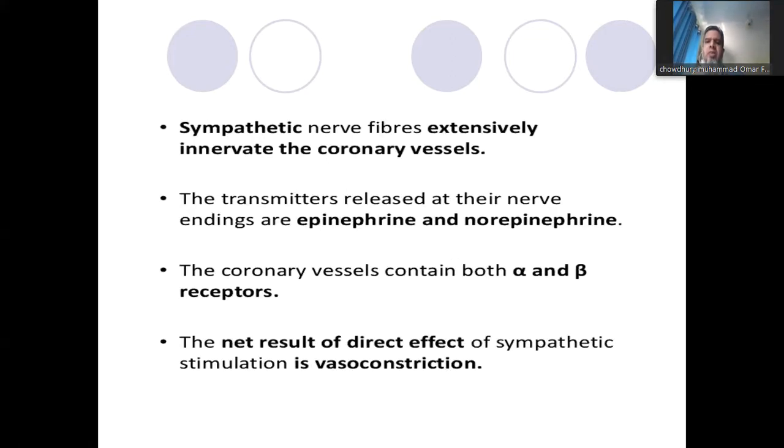Sympathetic nerve fibers extensively innervate the coronary vessels. The transmitters released at their nerve endings are epinephrine and norepinephrine. The coronary vessels contain both alpha and beta receptors. The net result of the direct effect of sympathetic stimulation is vasoconstriction.